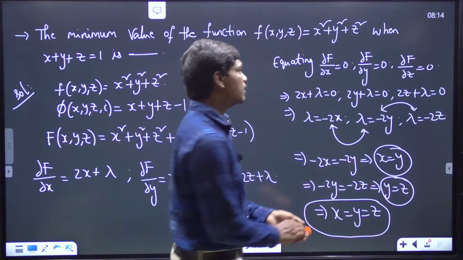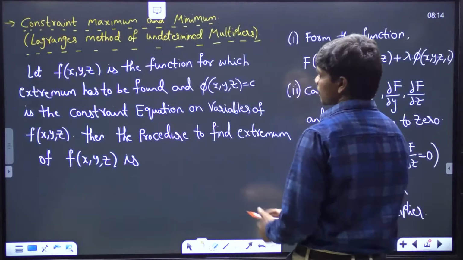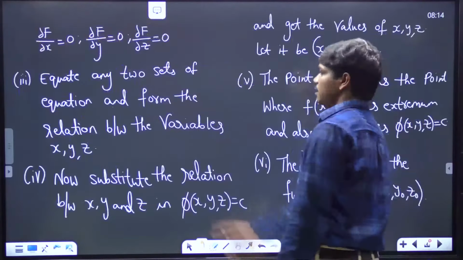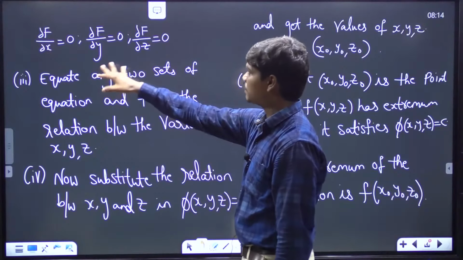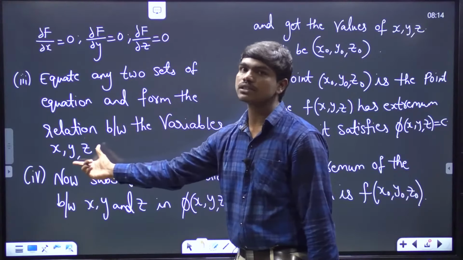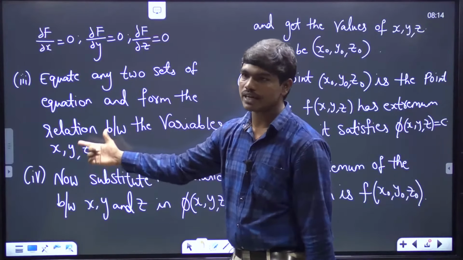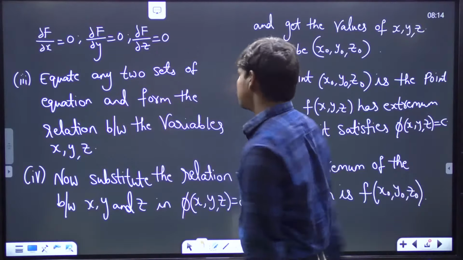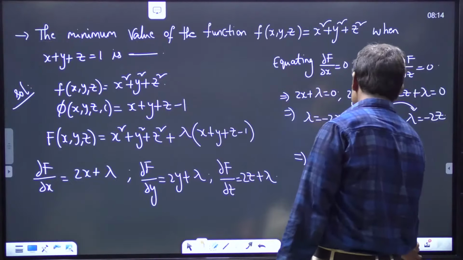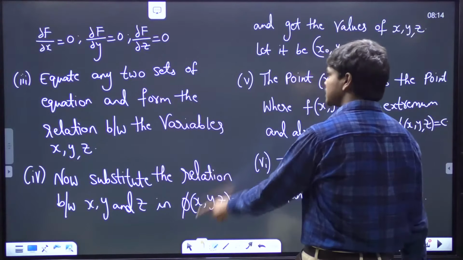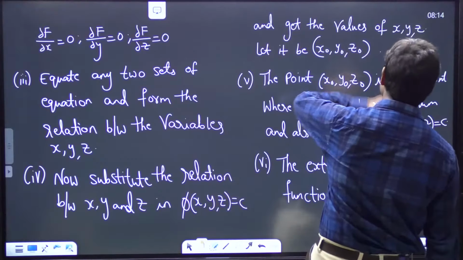Okay, so that's how, if you go through these steps, we calculated dou F by dou x, dou F by dou y, dou F by dou z, then we equated them to 0. Then by equating two sets of equations, we found the relation between the variables, which means we found the relation between x, y, z in this particular case as x is equal to y is equal to z. Okay, so now once you get this relation between the variables, substitute this relation in phi of x, y, z equal to constant and get the values of x, y, z.